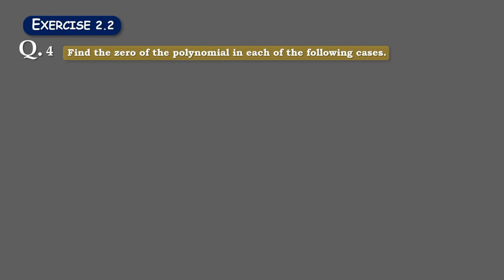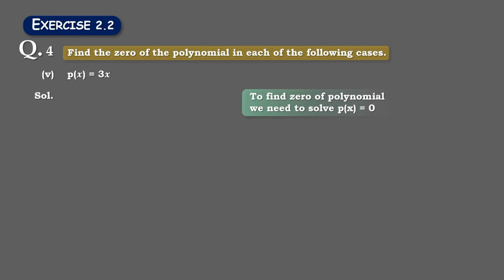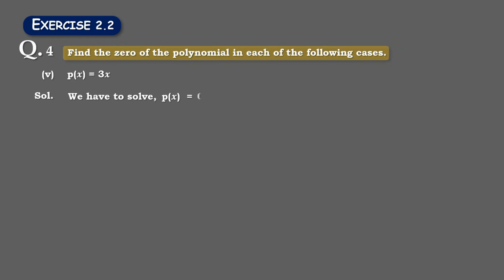We are given a polynomial and asked to find its zero. The given polynomial is p of x equals 3x. To find the zero of a polynomial, we must make the value of the polynomial equal to 0. So we write p of x equals 0. This gives the equation 3x equals 0. Now we solve this equation.